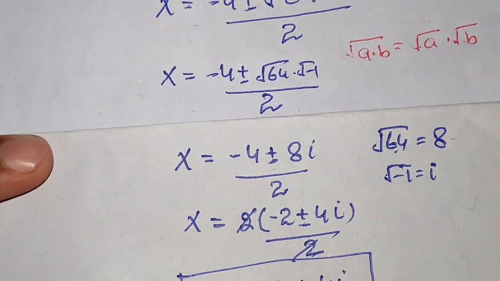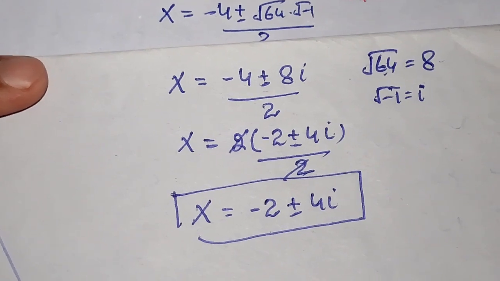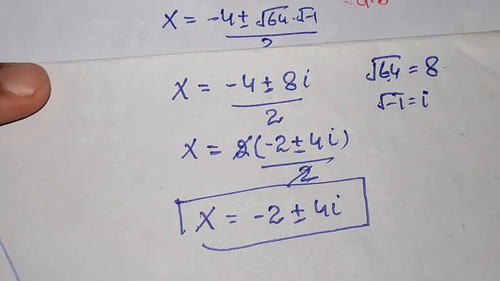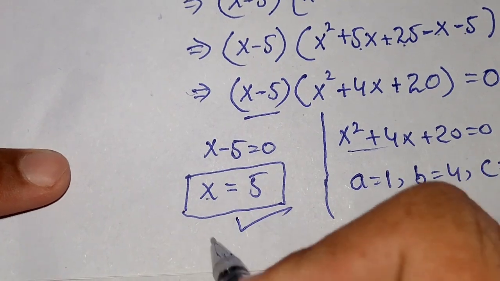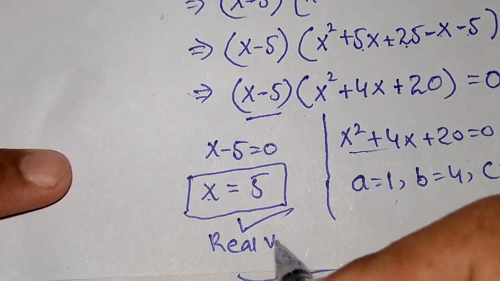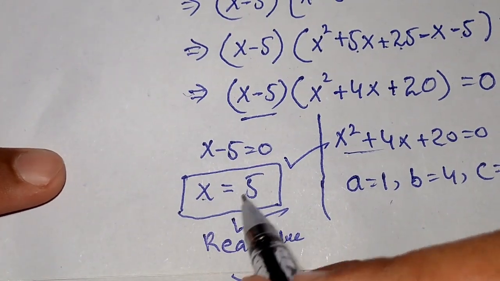So these are the complex values, minus 2 plus minus 4i. These are the complex values, and we know that in case number first, x is equal to 5. This is the real value. So we have to consider this real value, x is equal to 5.